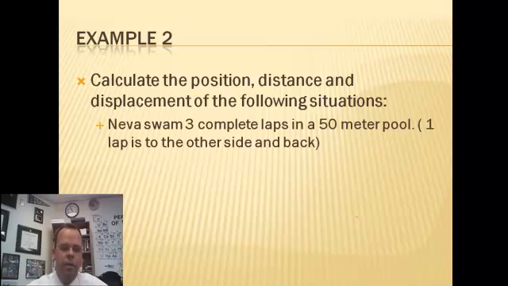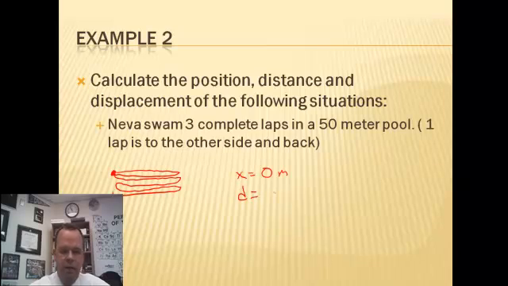Okay, the last one. Neva swam 3 complete laps in a 50-meter pool. 1 lap is to the other side and back. So she went in a 50-meter pool, down, back, down, back, down, back, and ended up right back at this original starting point. Her final position, if we set her starting point as 0, would be 0 meters. Her distance traveled would be 150 meters. Her displacement would be 0 meters.